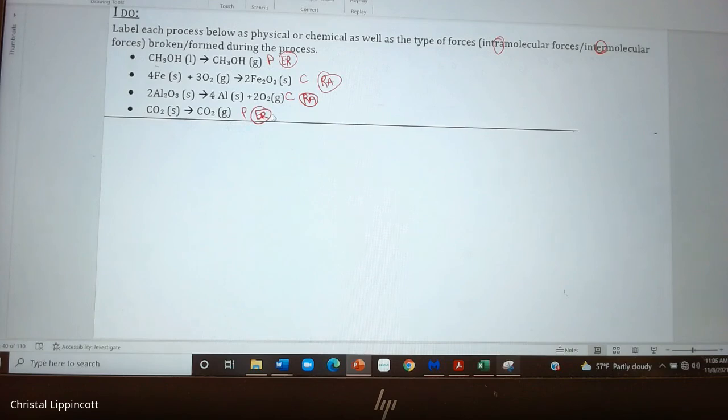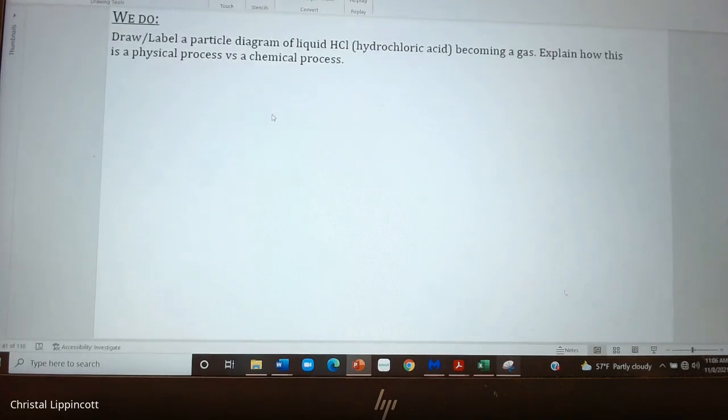All right. So now you can do the we do option. Draw and label a diagram of liquid HCl becoming a gas. Explain how this is physical versus chemical. So what is changing?